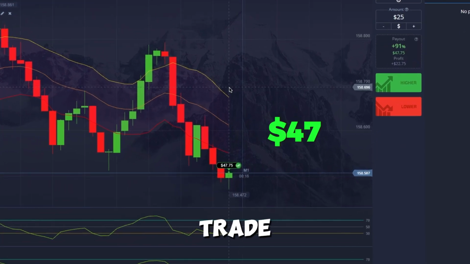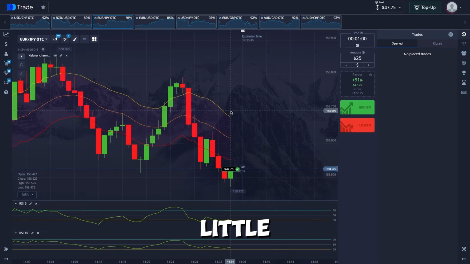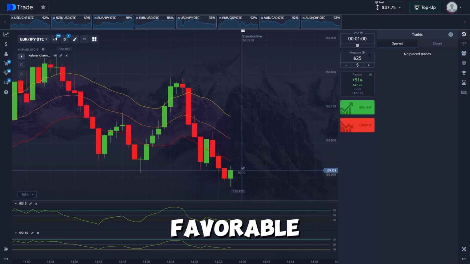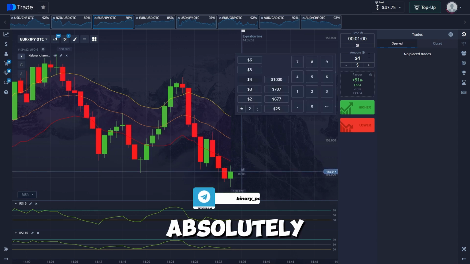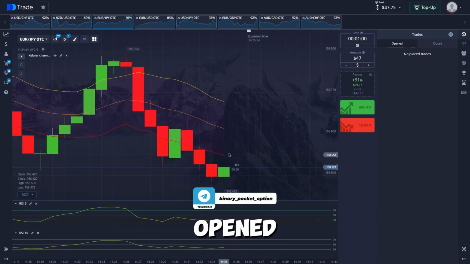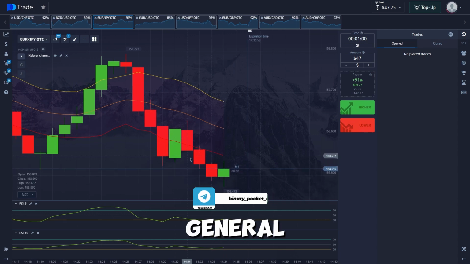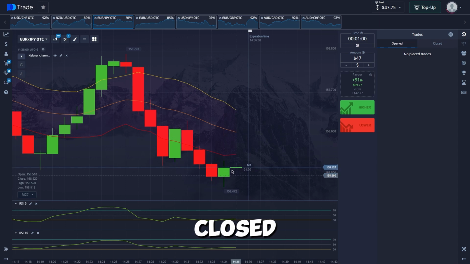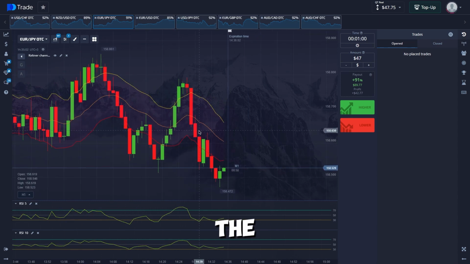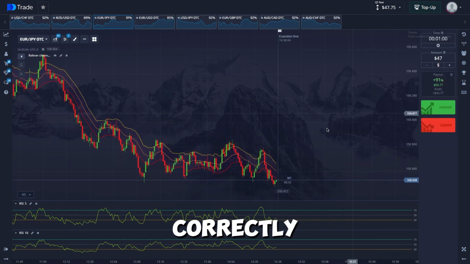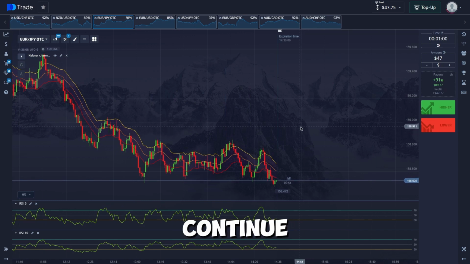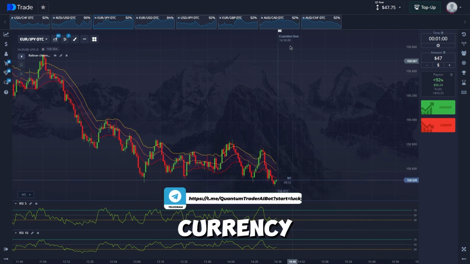And our first trade is closing at a plus. We were a little lucky here because the opening time was not very favorable, but in general the signal was absolutely correct. If we had opened the deal a little later, it would have calmly closed at a plus. In general, it has now closed. The rollback has ended. The deal is fully open correctly. Let's continue our trading and select the next currency pair.